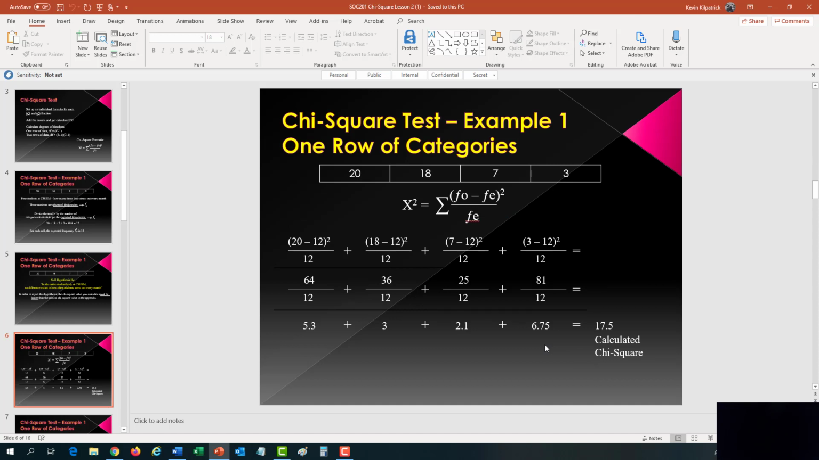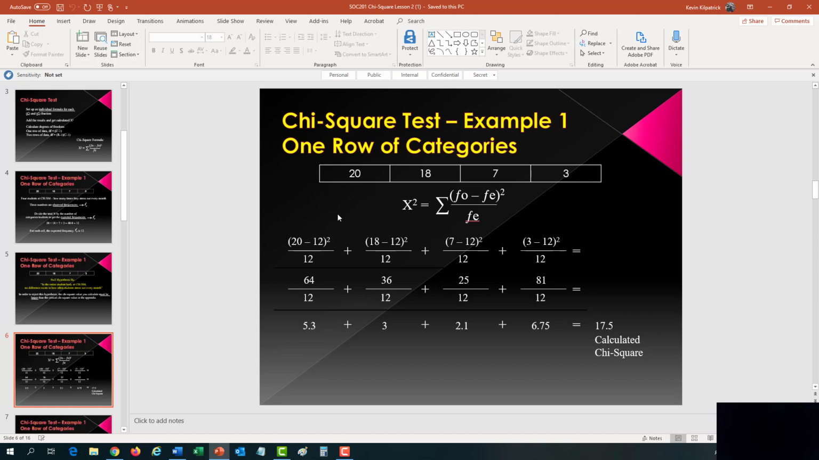Wow, look at all those numbers. Okay, here again is the formula for chi-square. You see that it's the sum of all the individual fractions that you set up like this. Now we know that the observed frequencies are here in this row, and we also know that the expected frequency for each fraction is 12.